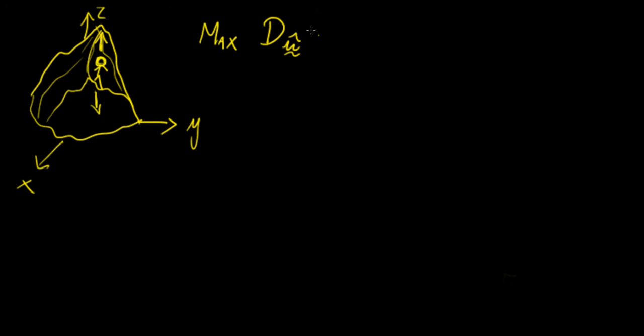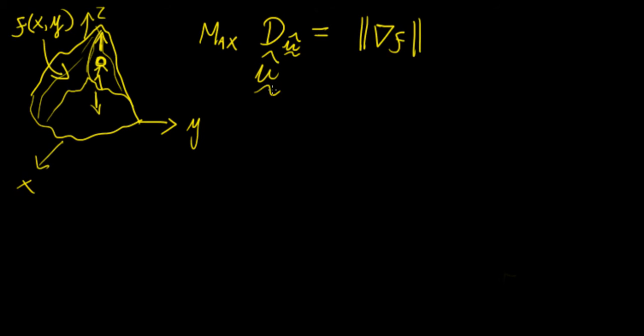Well, the maximum directional derivative is going to be equal to the gradient of that particular function. So if the surface of this mountain is modeled by the function f(x, y), then the magnitude of the gradient vector is going to give us the maximum slope at the point that we choose. And then the direction in which that maximum occurs is going to be in the same direction as the gradient vector itself at that point (x0, y0).